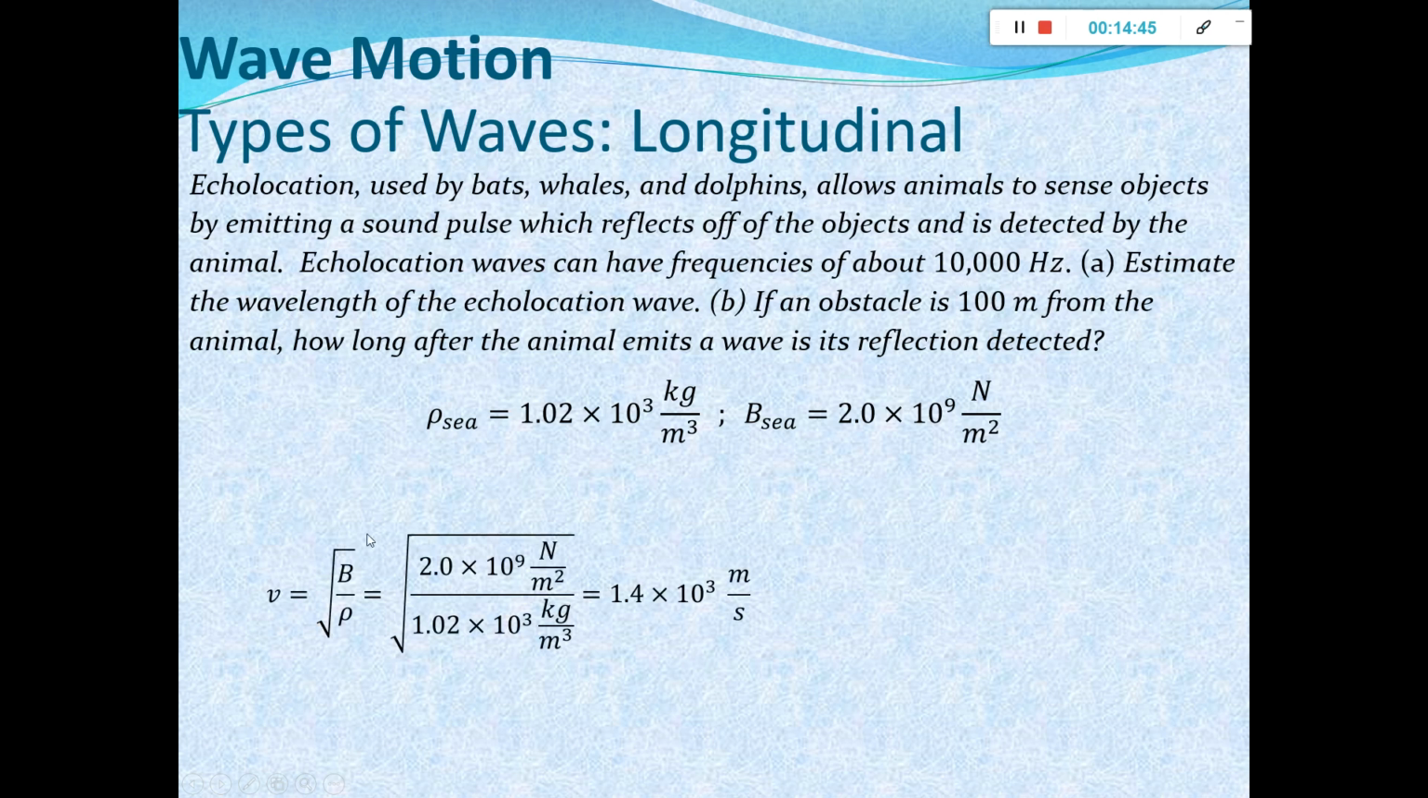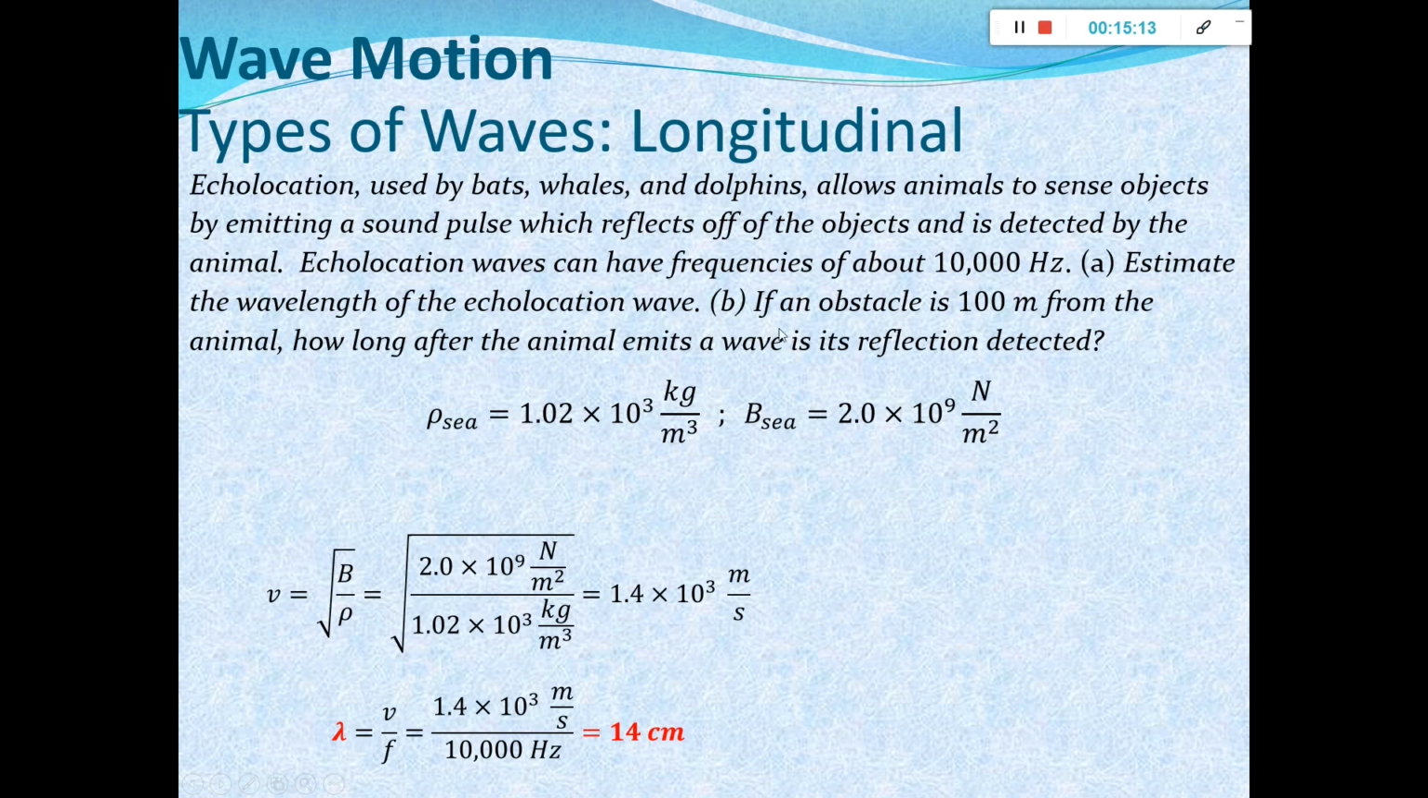So we use the equation that we just got, the one with bulk modulus, since we're dealing with a fluid, and then we plug in the numbers that we're given to get that the speed inside the water is about 1,400 meters per second. Then we can combine that with the v equals f lambda equation to get that the wavelength is 14 centimeters.